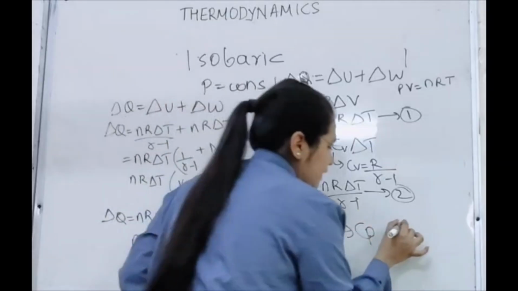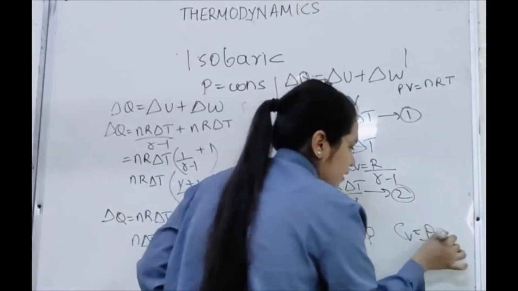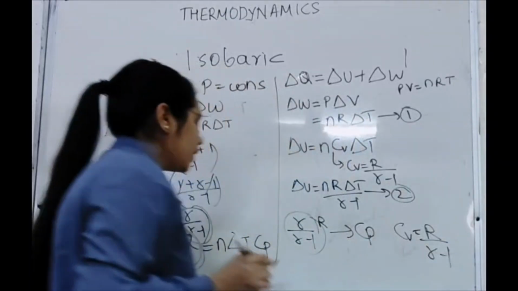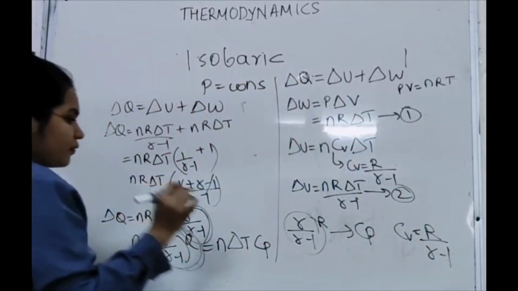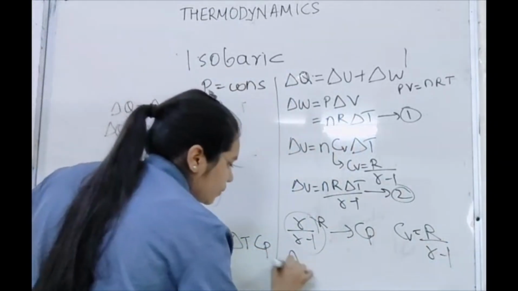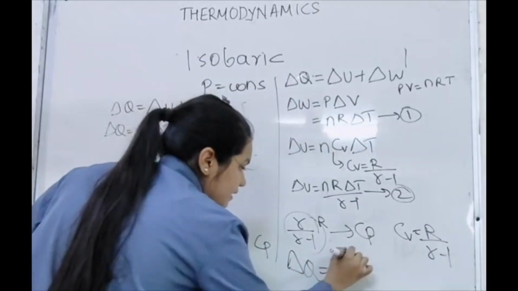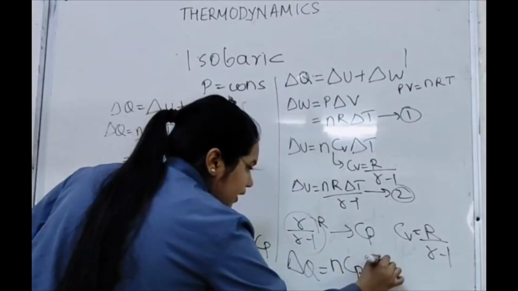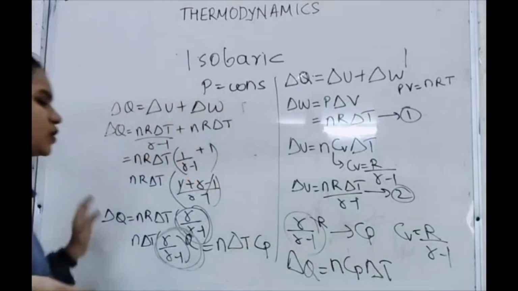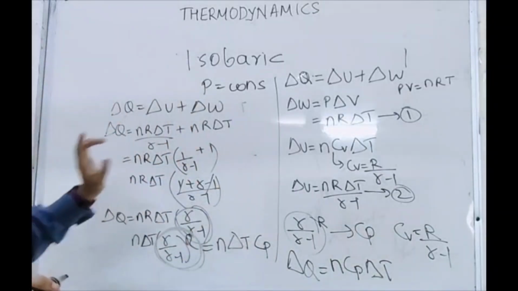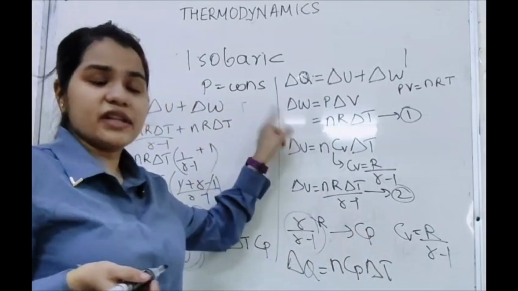What is Cv? Cv is R by gamma minus 1. So we got the final equation, delta Q equals nCp delta T. So this is the heat energy, this is the internal energy, this is the work done formula.